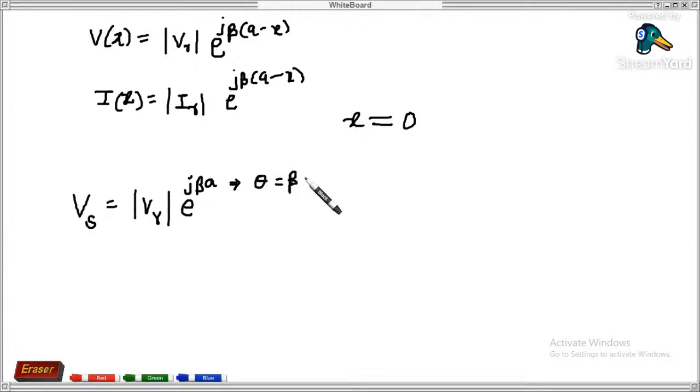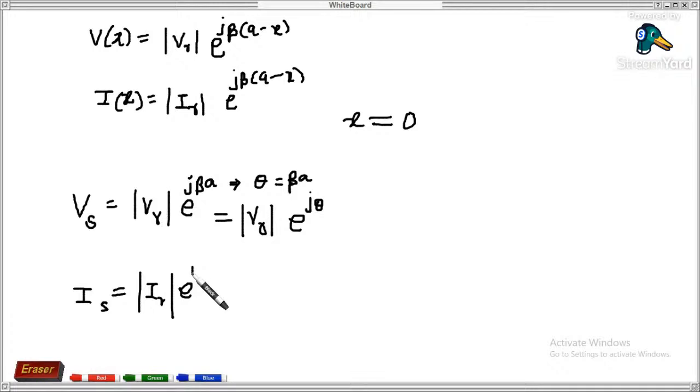If I assume this is A, the same equation can be written as mod of VR e raised to j theta. Similarly, if I put x equal to 0 in the current phasor equation, it will be Is equal to mod of IR, right? E raised to j theta. Fine. Now I will draw the phasor diagram of Vs and Is.